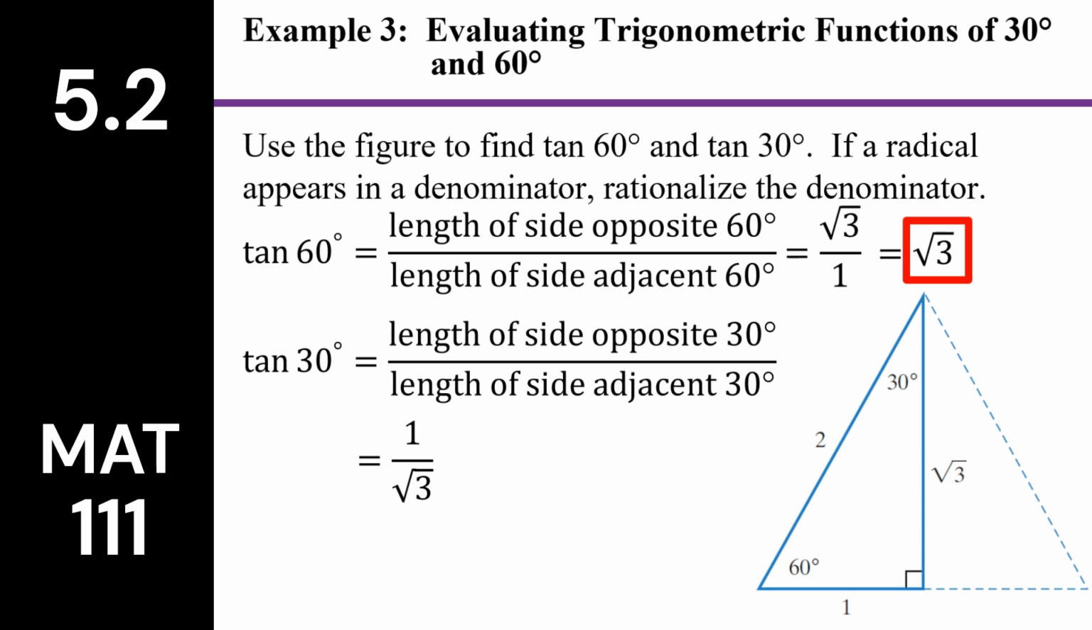We're not allowed to leave a radical in the denominator, so we call this process rationalizing the denominator. We multiply by 1, but it's a special one. It's radical 3 over radical 3. And then we simplify. The top gives us radical 3, and the bottom gives us 3.